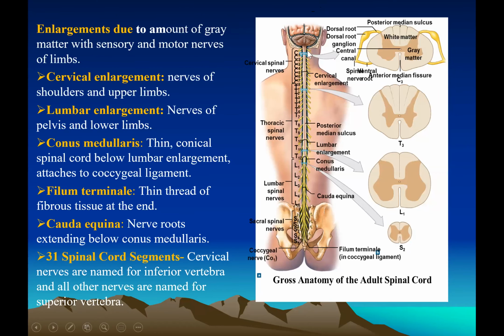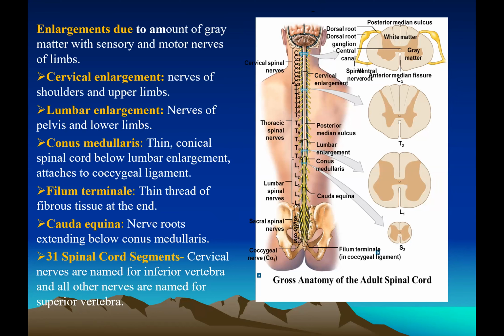So some of the gross anatomy. Here you see the brain exiting, tapering off to form the spinal cord, and it goes up to L1, L2. The diameter, the thickness of the spinal cord, is not the same throughout. It has a swelling here, called the cervical enlargement. This is like a junction where all the nerves of your shoulders and upper limbs join. That's why it's called the cervical enlargement.